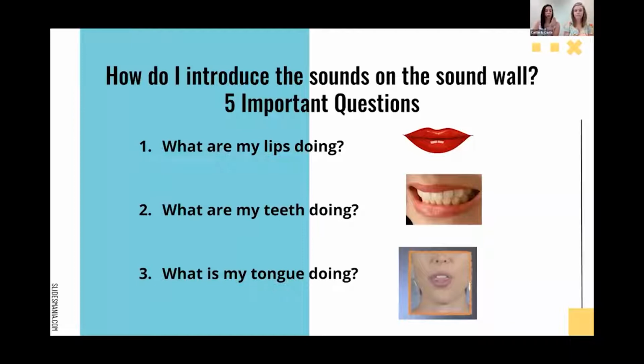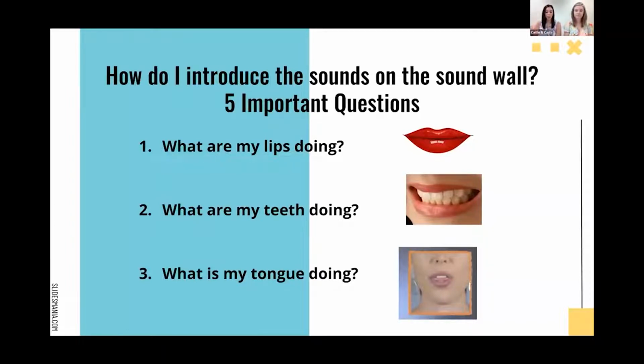Provide them with their own little mini mirrors or, you know, how Caitlin has in her classroom, a large mirror that they can go up and look in, different things like that. What are your teeth doing? So an example would be for SH, the sh, how are your teeth pressing in your mouth?